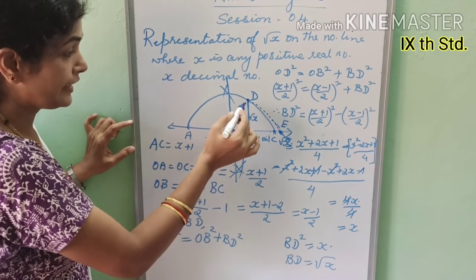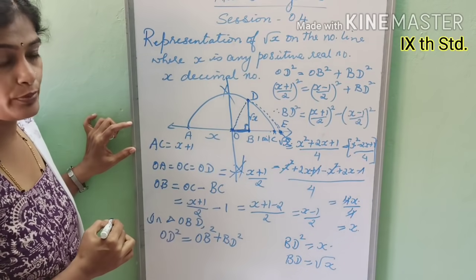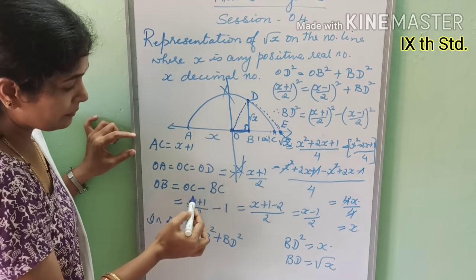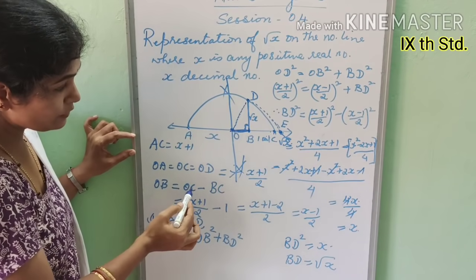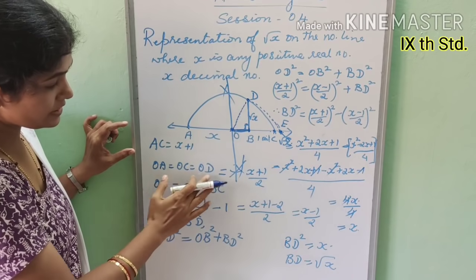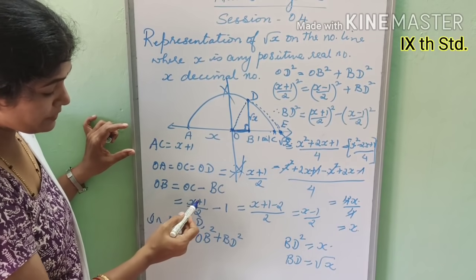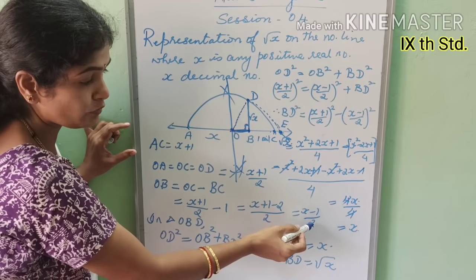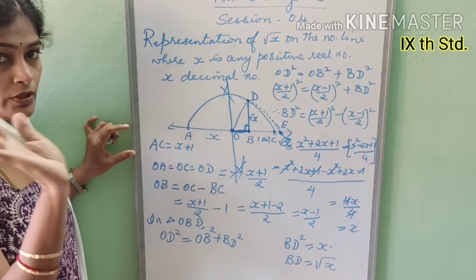Right? Now let's find out what this OB is. OB is equal to OC minus BC. What is OC? OC is half of AC. How much have we seen that to be? That is (x+1)/2. So (x+1)/2 minus 1. Simplifying it, you get (x-1)/2. So OB is equal to (x-1)/2.